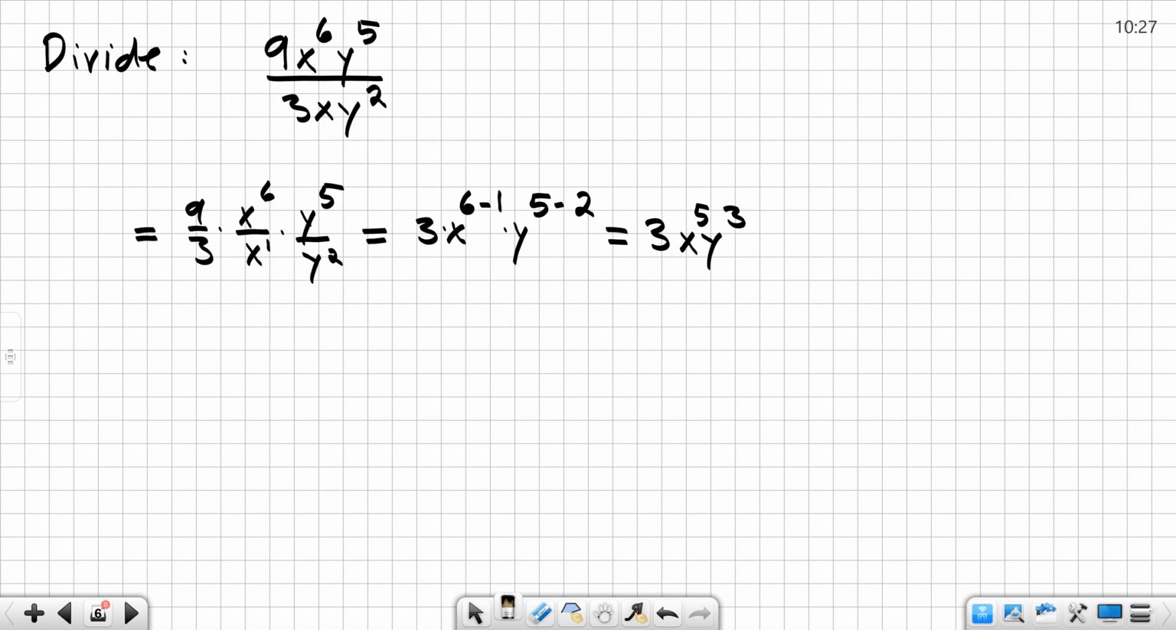And that is it. Notice that at the moment, the exponents in the numerator were always bigger than the exponents in the denominator. And that means that when I do this operation, top minus bottom, it was always positive at the moment. This will change in the next section.